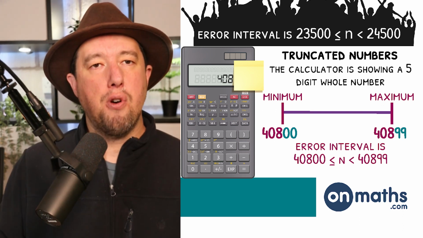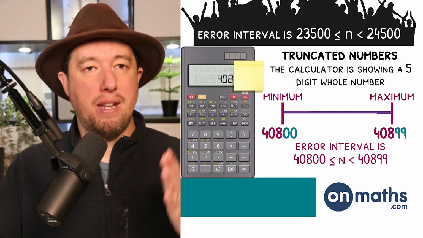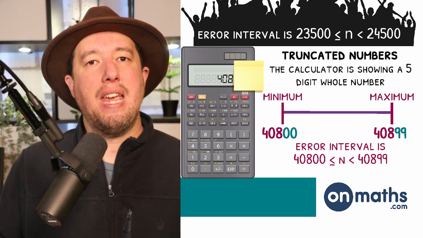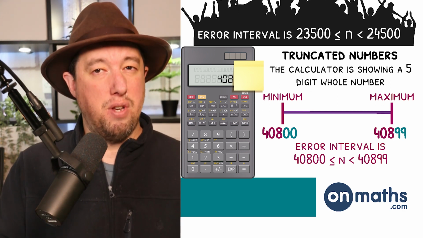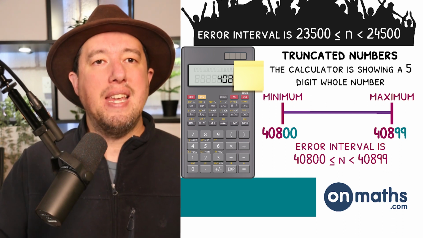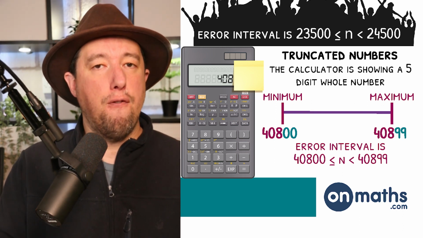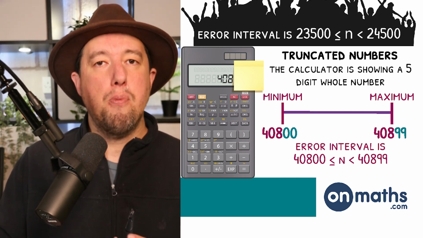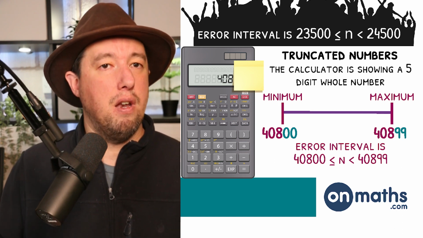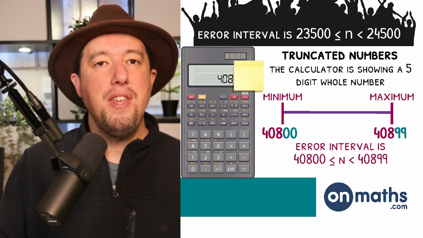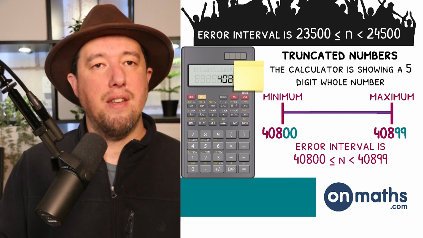When a number has been truncated, the end of the number has simply been chopped off. Imagine a calculator has a note covering the last two digits of a 5-digit number. We can see that the first three digits are 408. The lowest possible digits that could be hiding under the note are 0 and 0. This makes our lowest value 40,800.